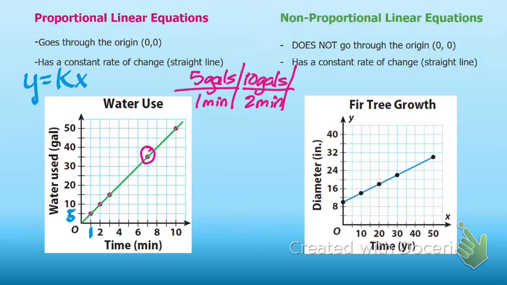So how did you write the equation for it last year then? Y equals what? What's my constant of proportionality?